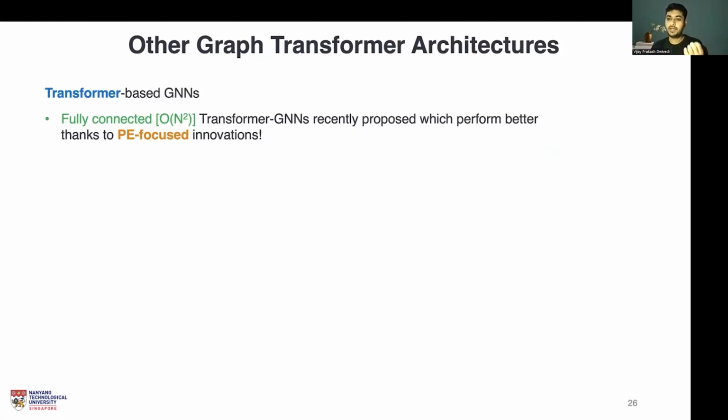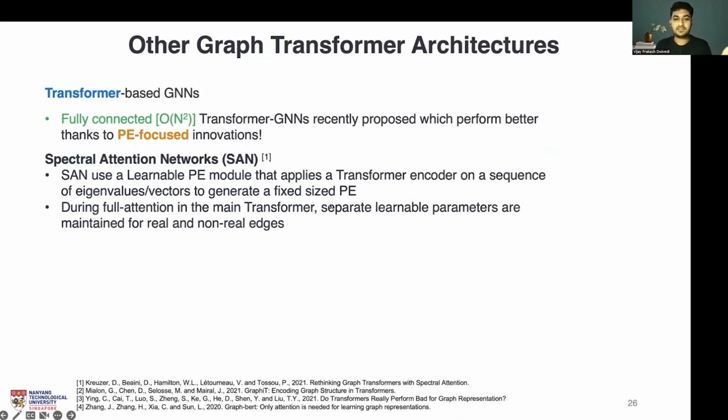So in order to incorporate the sparse graph structure information, there are many positional encoding focused innovations in the case of fully connected graph transformers. So I'll just show some examples. I will not be able to cover all the works in the literature, but just to show some examples and try to cluster these works and how the importance of positional encoding comes in these works.